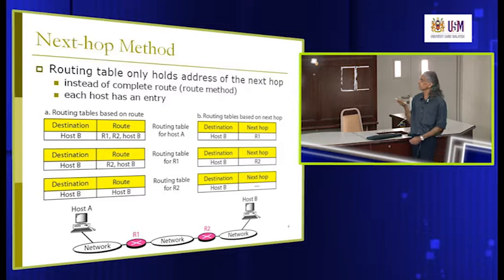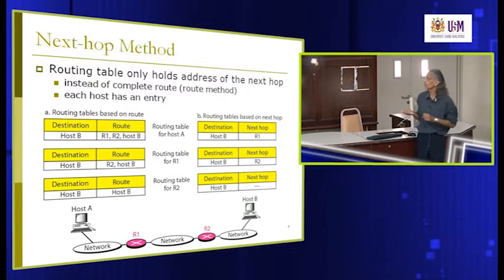So in this case, if routing tables are based on the next hop method, then the routing table A will say, all right, to go to B, the next hop is R1. I'm not giving you the full path. I'm just telling you, to go to B, go to R1, and then ask R1. R1 will tell you what to do after that. All right? Same thing for R1, you will say to go to B, go to R2. And for R2, to go to B, well, okay, you don't have to go anywhere else because B is already in the particular local LAN.